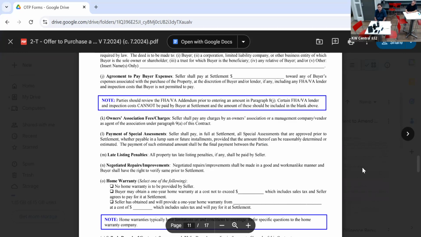Owners association fees and charges: seller shall pay any charges by an owners association or management company vendor as agent of the association under paragraph 9A. We talked about special assessments. Again, this is just saying sellers shall pay in full at settlement all special assessments that have been approved prior to settlement, whether payable in lump sum or future installments, and provide the amount.